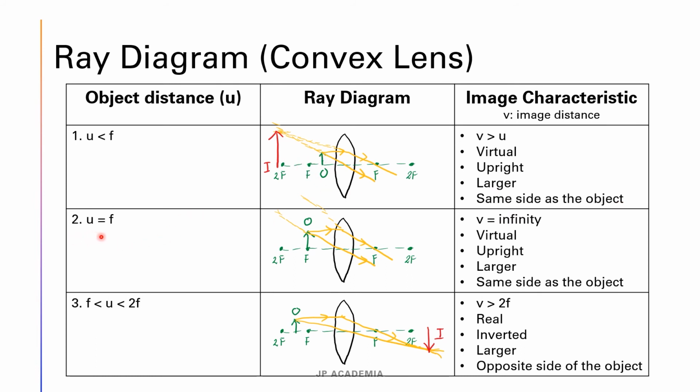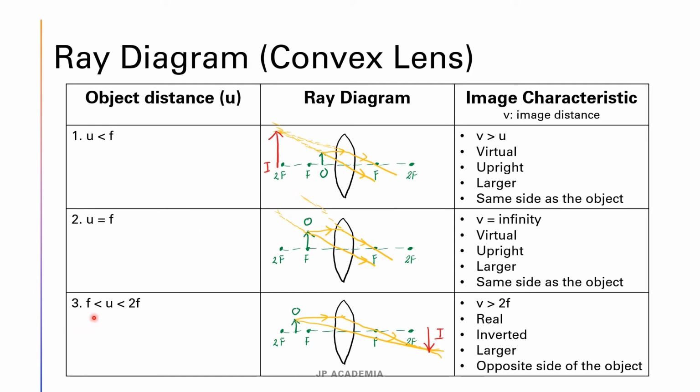Second, when your object distance u is equal to f, we have the following image characteristic. Your v, or image distance, is at infinity, as shown, so we don't have any intersection here, and the image is said to be virtual, it is upright, it is larger, and on the same side as the object.